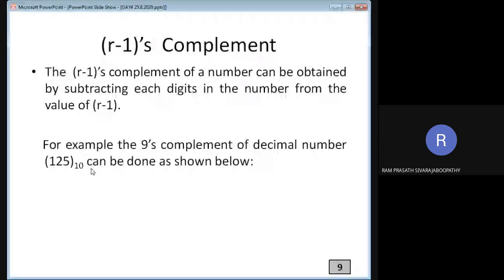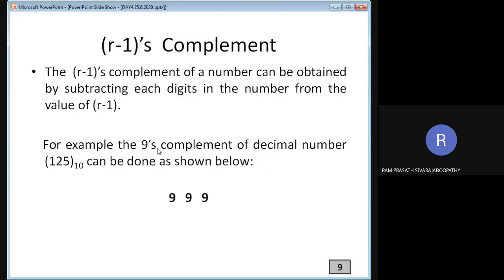For a decimal number we say 9's complement. For a binary number, what do we call it? Can you type it in the chat box? Radix value minus 1's complement, what can we call it? Yes, 1's complement. Very good. First we will see what is 9's complement.